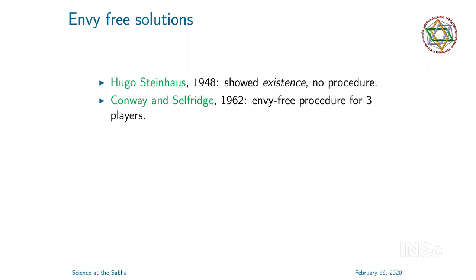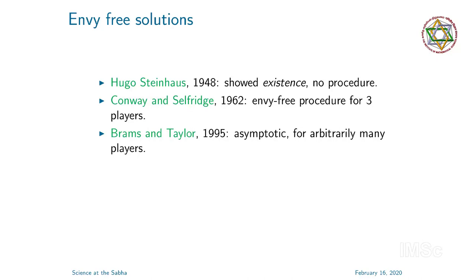That's the one that was shown just to flash at you. But they ended saying that, oh, we don't know how to do it for four. And then in 1968, they came up with one. Let me skip the story. Brams and Taylor gave one solution in 1995 that was asymptotic, in the sense that you take the cake, people keep reducing, and some smaller piece comes. This is allotted. Then you take the small piece and run the procedure. It goes on forever asymptotically. And they gave it for arbitrarily many players.